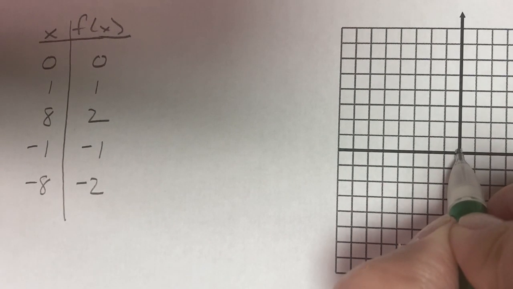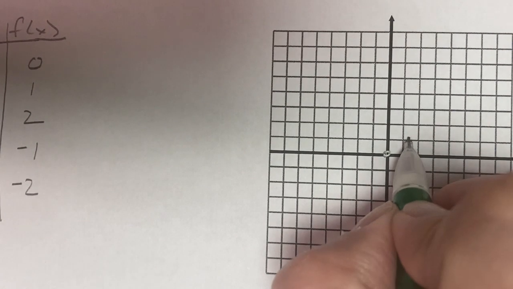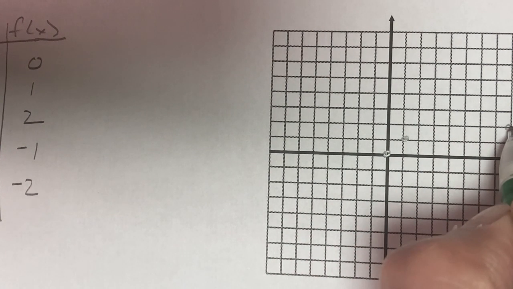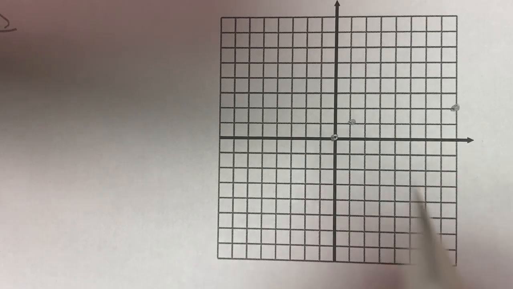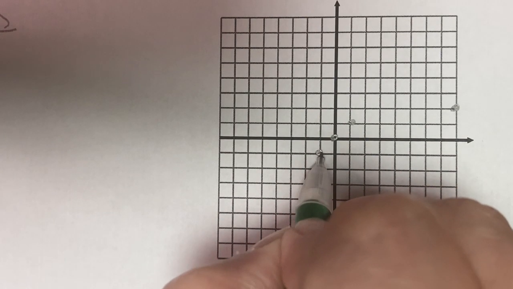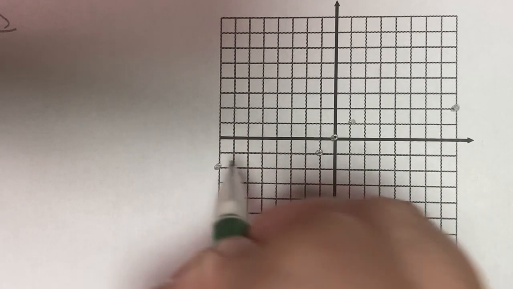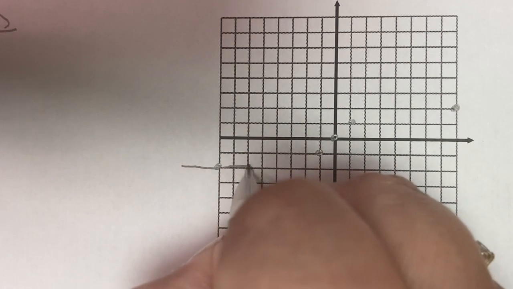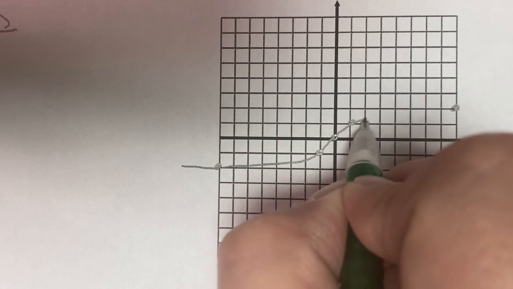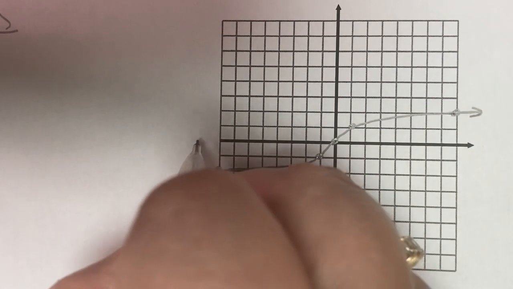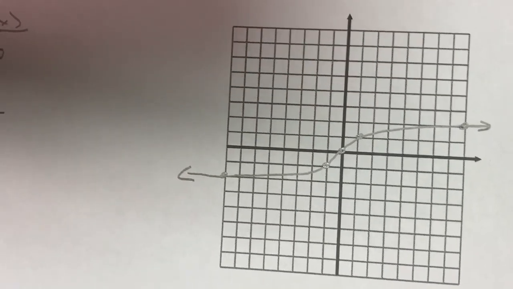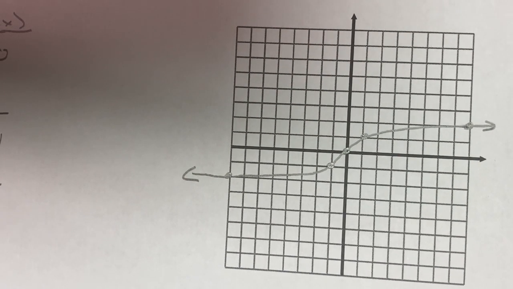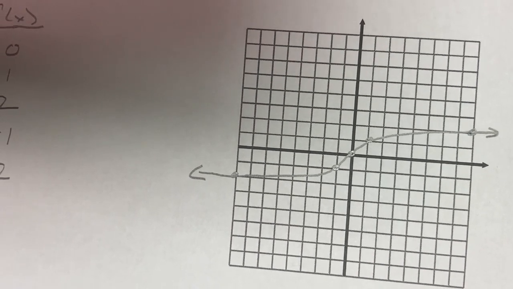So let's see what this looks like when we graph it. So 0, 0, 1, 1, 8, 2 is going to be way out there. Negative 1, and negative 8, negative 2. The cube root function is kind of snake looking, and it's going to look like that. And there's the end of 10.1.